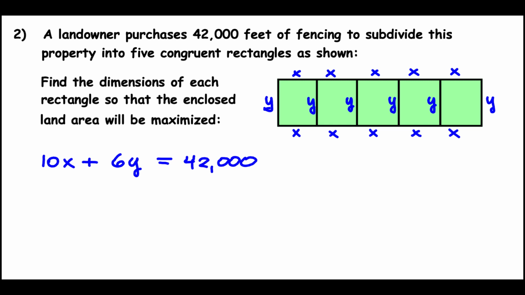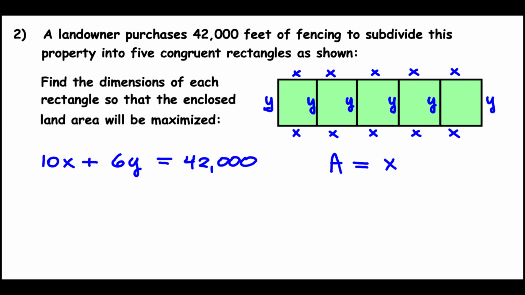But we don't want to dig holes. If you've ever made a post hole, you know you don't want to do it more than once. You don't want to change your mind and be like, oh, that's the wrong place. That's not cool. So we want to maximize area. And the area of the entire green thing is 5XY. Or you could just say the area is XY. That's what I'm going to do. I'm not going to use the 5.